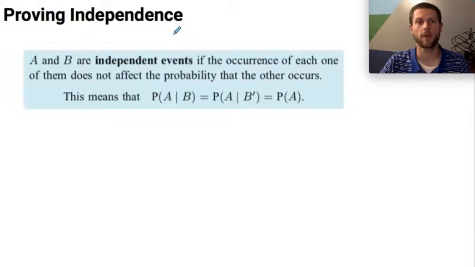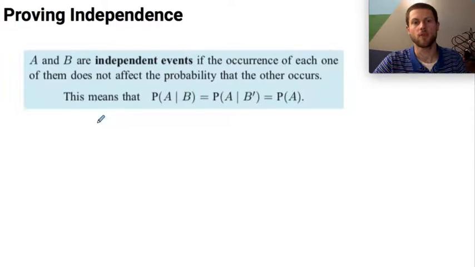Final piece we want to talk about is how do we prove independence. We've talked about independent events and dependent events, conditional probability, all these things. So we've kind of danced around this a little bit, but let's get a formal definition for independent events. We'd say that A and B are independent if the occurrence of each one of them does not affect the probability that the other occurs.